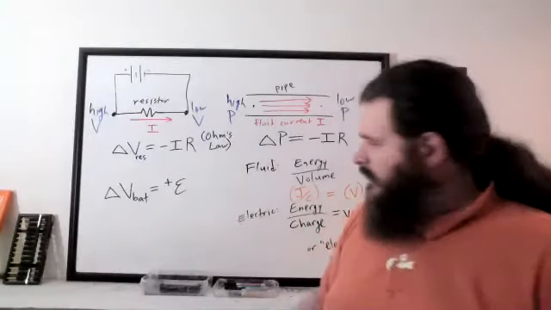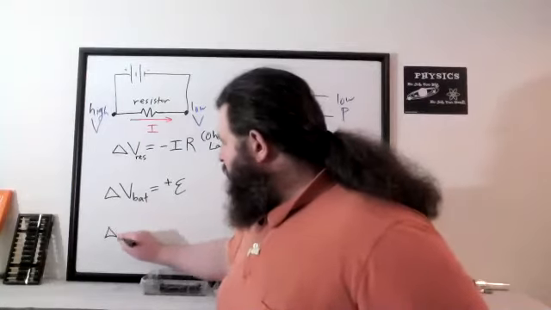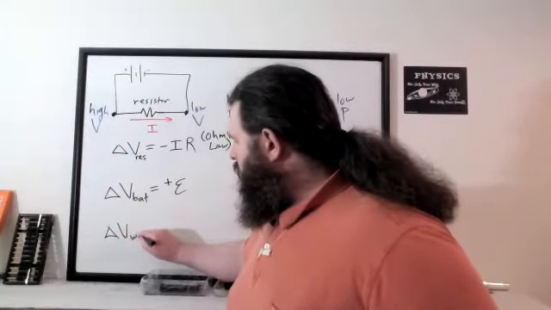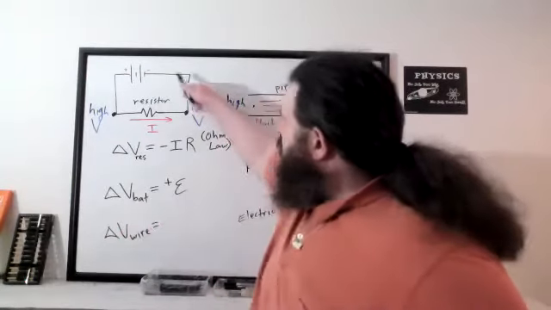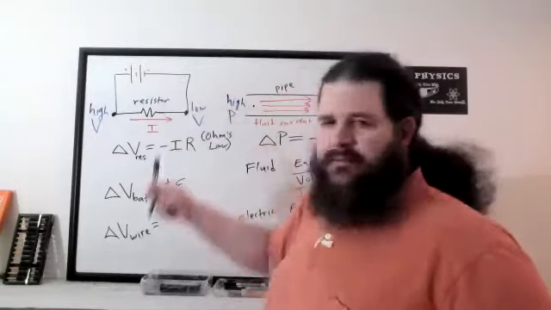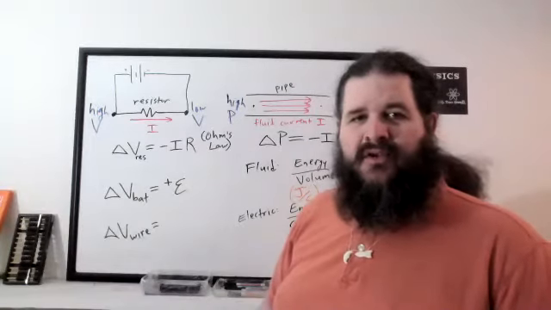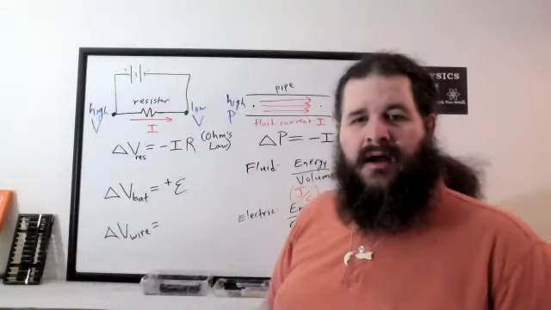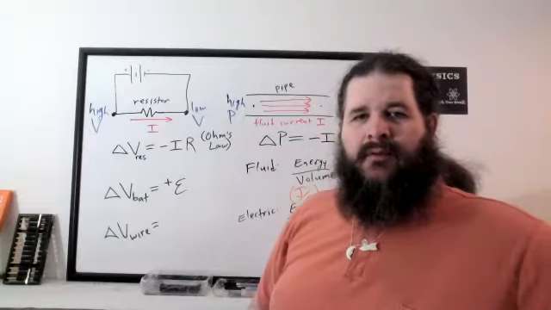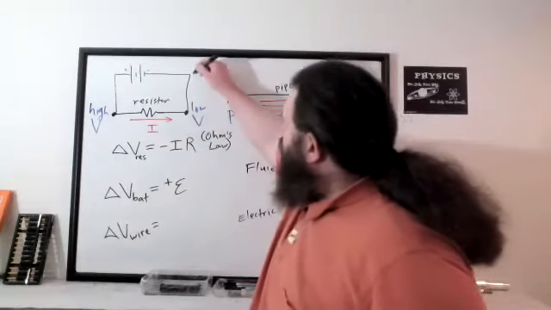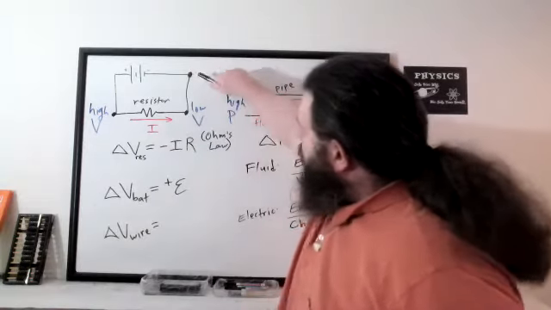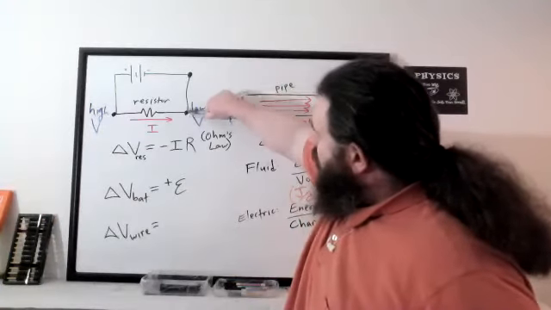And another important delta V to keep in mind is delta V of just wire. If you're just going through a section of wire with presumably no resistance, and of course any wire has some resistance, there's no such thing as a zero resistance wire. But if you've got a wire with very, very low resistance, what would you assume about, for instance, the voltage at this point and the voltage at this point?